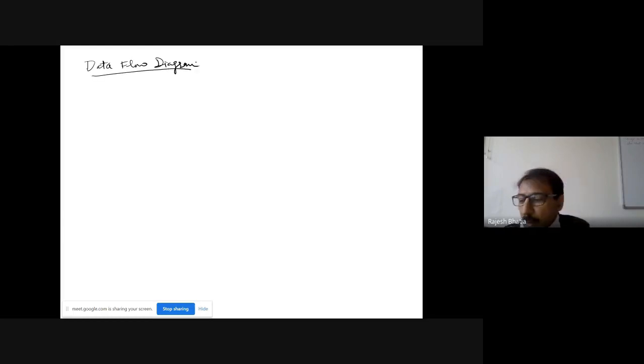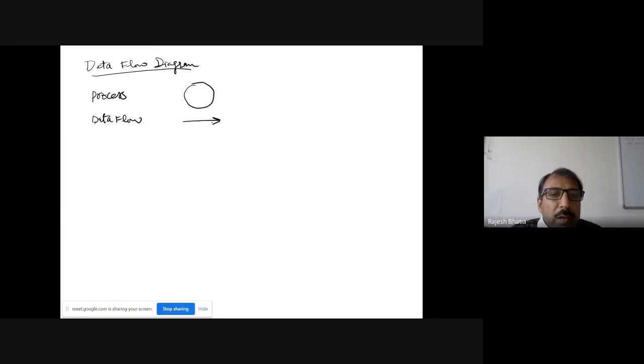Okay, we need to consider certain notations. For process, there will be a circle. For data flow, there will be an arrow-headed line. For entity, there will be a rectangle. For database, it's an open-ended rectangle.